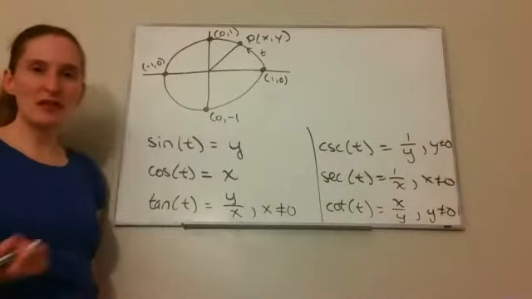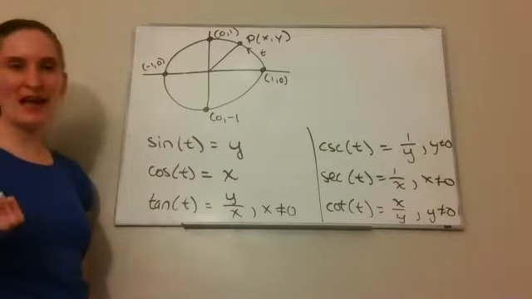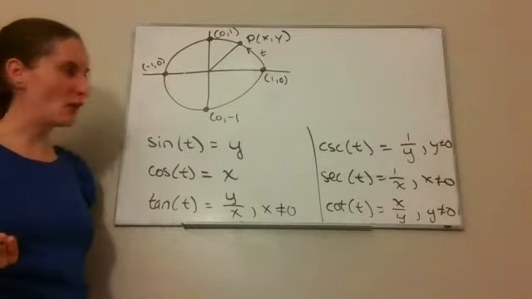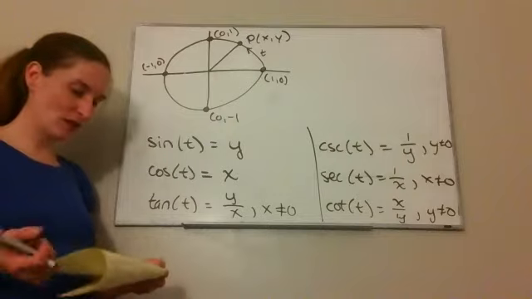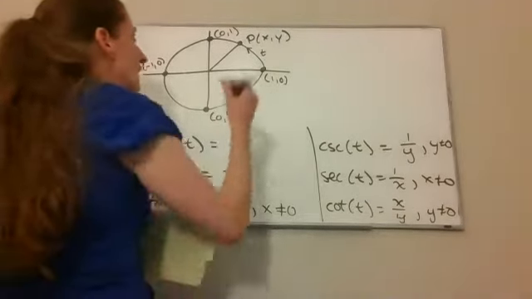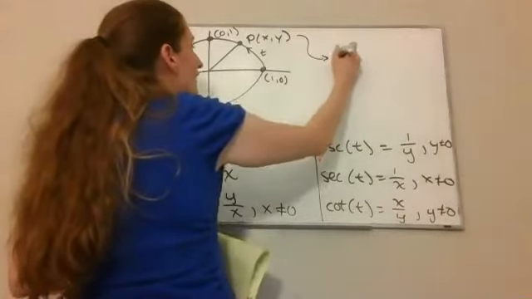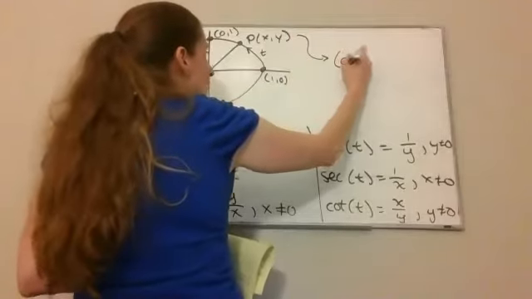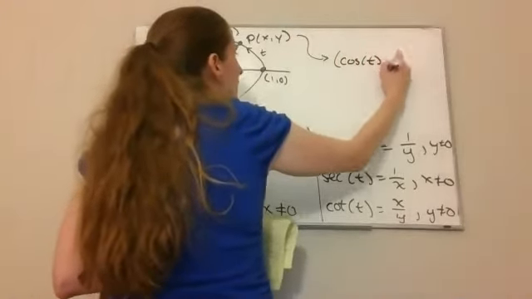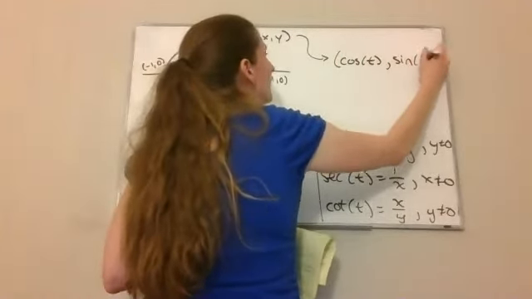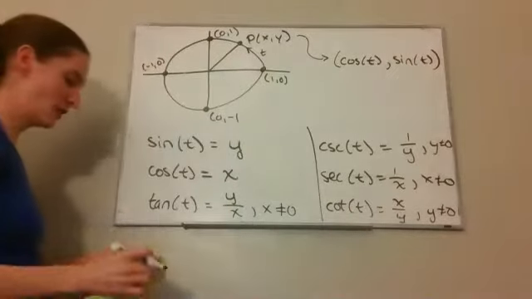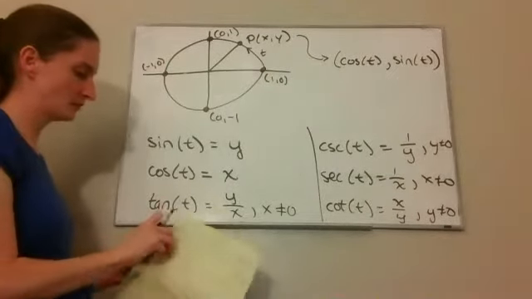So it's all of our same definitions from before. It's just everywhere we had an r before, we now just have a 1. And it makes our definitions a little bit simpler. And notice that this means that my P(x, y) is actually equal to the point (cosine t, sine t). And we're going to be using that quite a bit.